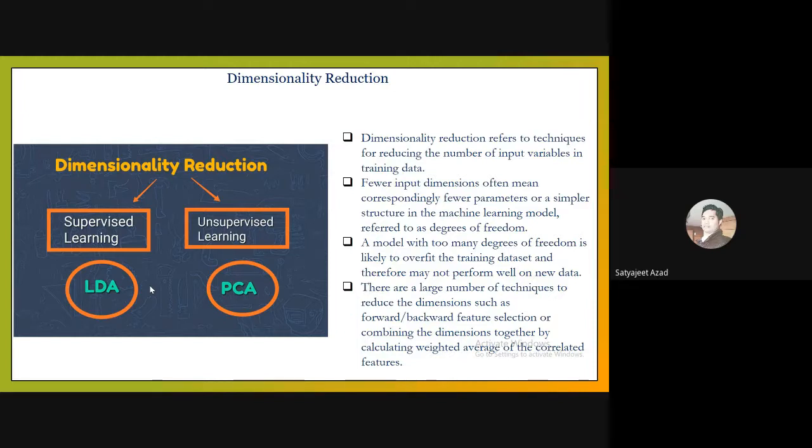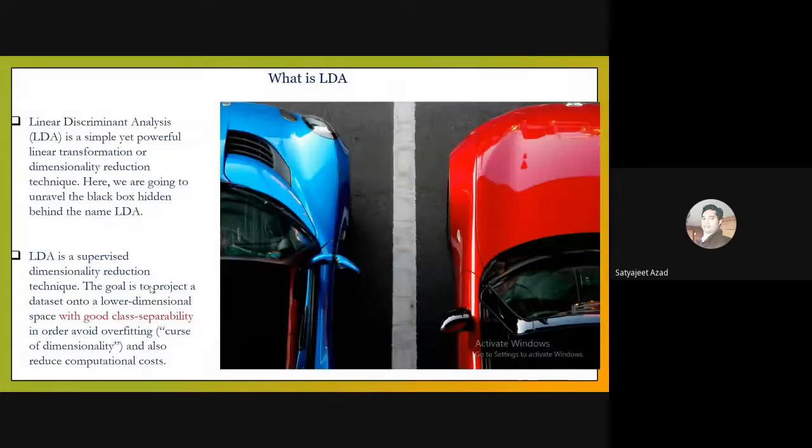There are a large number of techniques to reduce these dimensions. There could be forward, backward, feature selection, or many others. But here we will try to understand linear discriminant analysis. Linear discriminant analysis is basically a powerful linear transformation. People who are aware of linear algebra apply it: there is matrix multiplication, division, and all. So linear discriminant analysis uses this linear transformation to come up with dimension reduction.